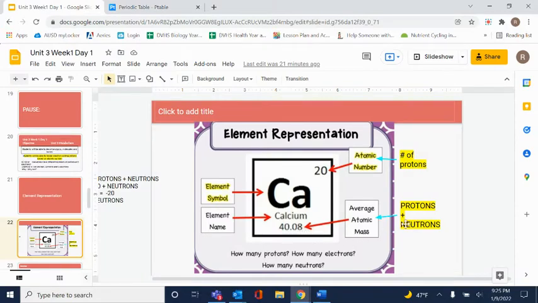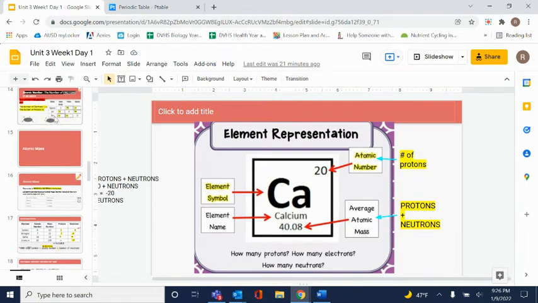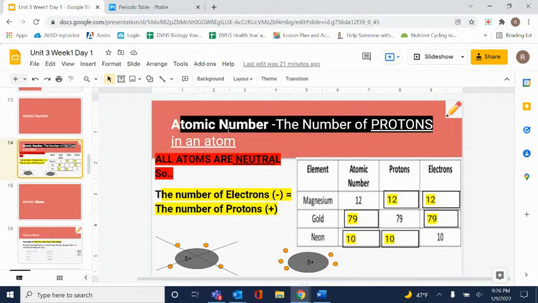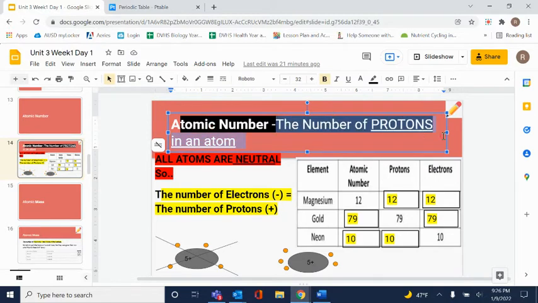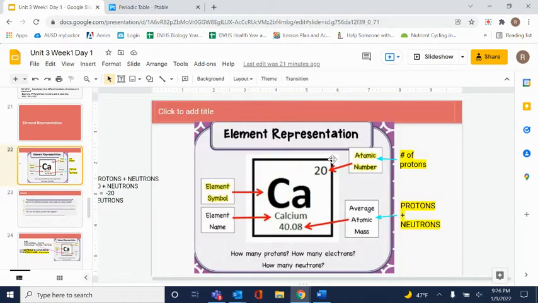And remember, the atomic mass is always equal to the number of protons plus the number of neutrons. Okay. So if I were to be asked a question on a quiz or a test, how many protons are in calcium? Well, I know just from looking at this that the atomic number is 20. And if I remember from the last lesson, atomic number is always equal to the number of protons. Okay, so if it asks me that, very quickly I can say 20 because the atomic number is representative of the number of protons.